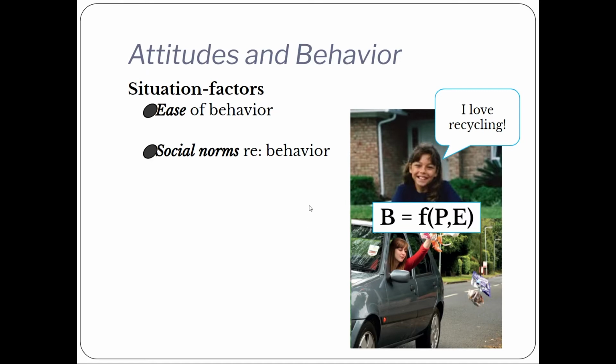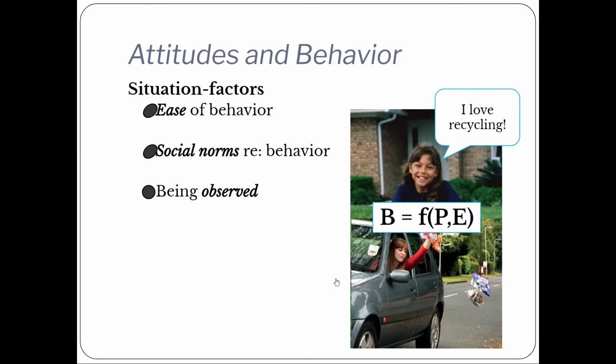Also, social norms. If you are in an environment that supports your attitude, then you're more likely to do it. And if you're in an environment where there's a social norm against your attitude, then you might be less likely to do it. For example, if everyone on UNC campus dislikes recycling, there's a norm against recycling. I don't know why we would have that, but let's take that as an example. Then you might be less likely to recycle, even though you do hold a positive attitude toward recycling.